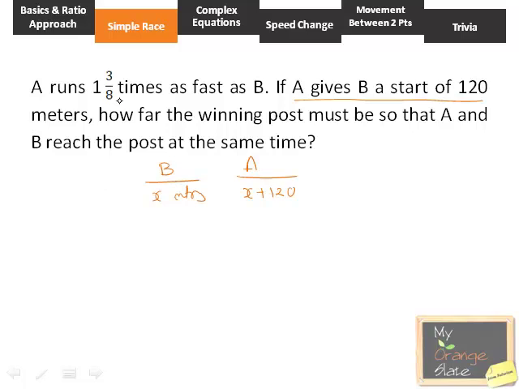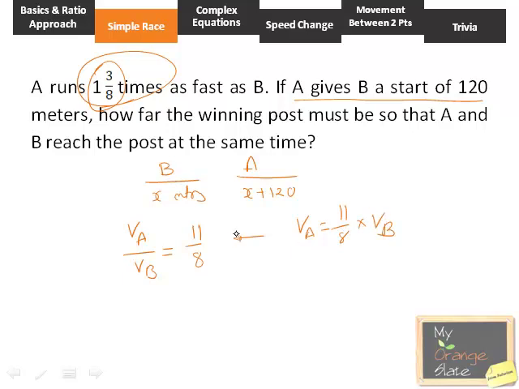Also, A runs 1 and 3/8 times as fast as B. Thus we know that VA over VB is equal to 11 over 8. This we can get by converting 1 and 3/8 times into a fractional form. We get VA is equal to 11 over 8 times VB, and that gives us the ratio of speed as 11 over 8.